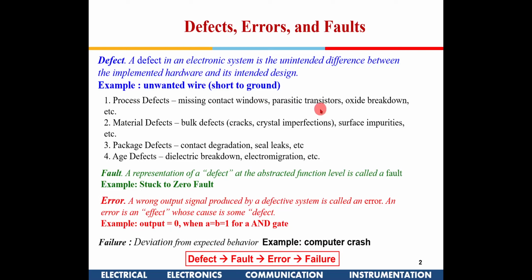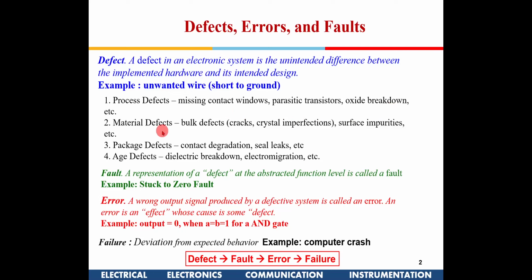There could be some parasitic transistors which have been formed. There could be somewhere where the oxide has broken down. If you are fabricating an oxide layer and it has not got uniformly deposited, and there is a hole in that, and above that you have put in metal, that metal will go and touch the channel. So the transistor could remain permanently on, or it could remain permanently off. Those kinds of things can come.